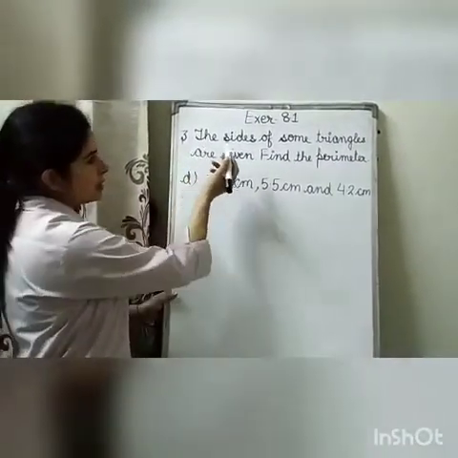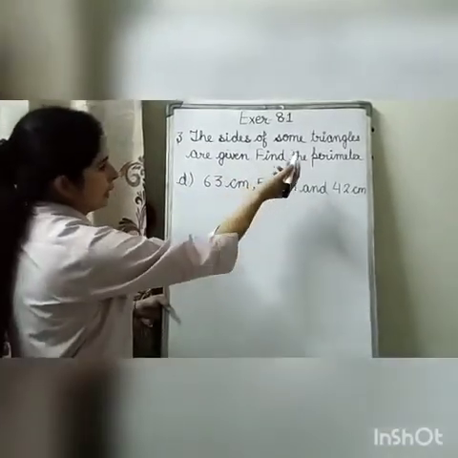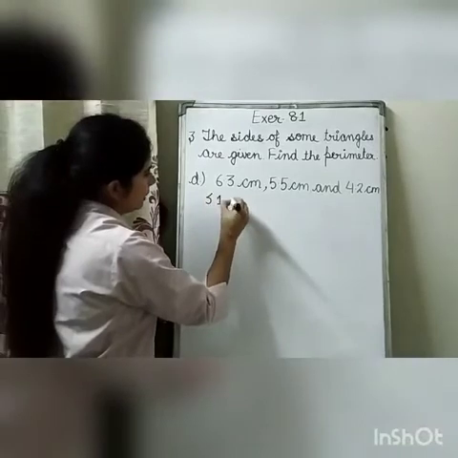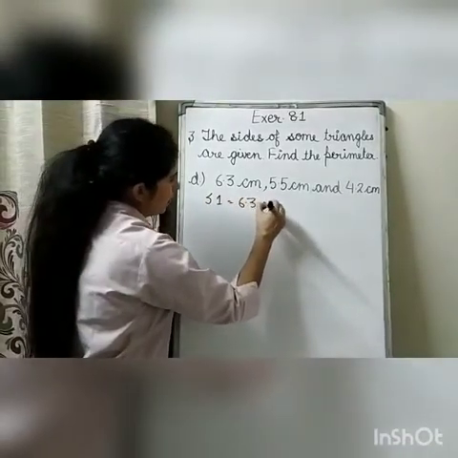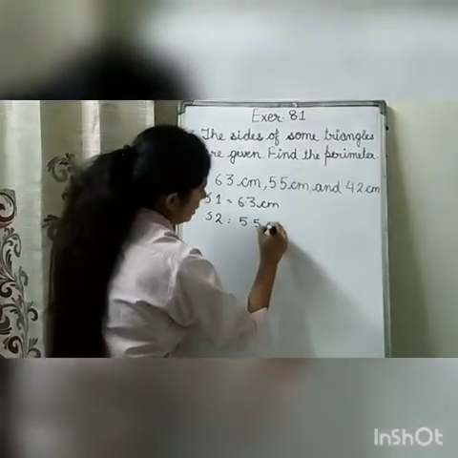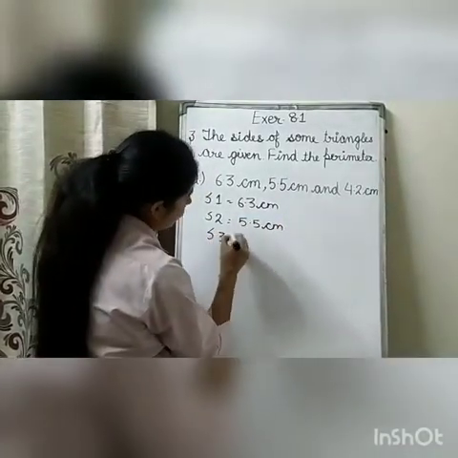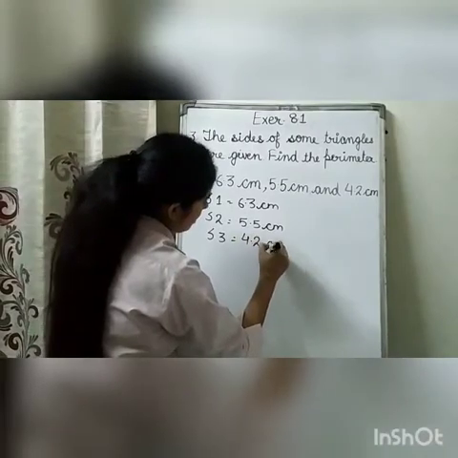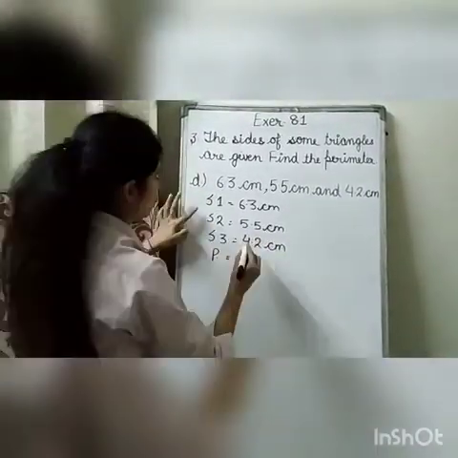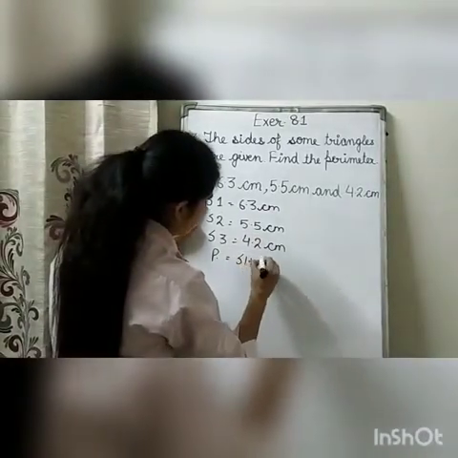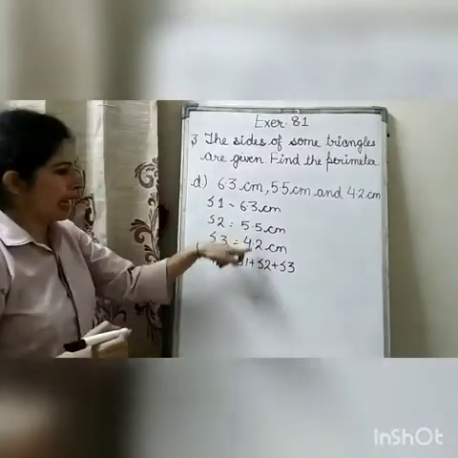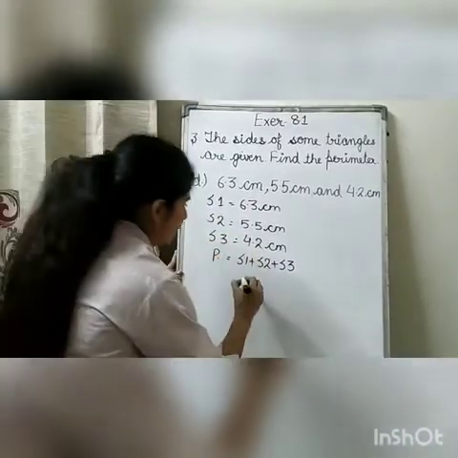Third question is, the sides of some triangles are given, find the perimeter. Here 3 sides are given. We will write side 1 is equal to 6.3 centimeter. Side 2 is equal to 5.5 centimeter. And side 3 is equal to 4.2 centimeter. And perimeter will be sum of all the sides. So you can write side 1 plus side 2 plus side 3.